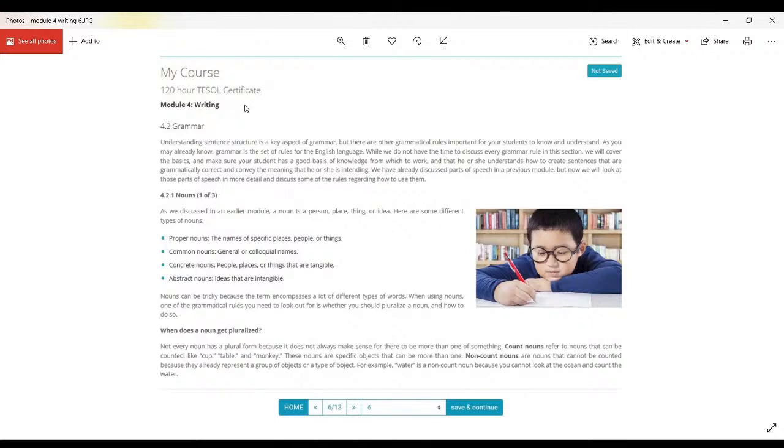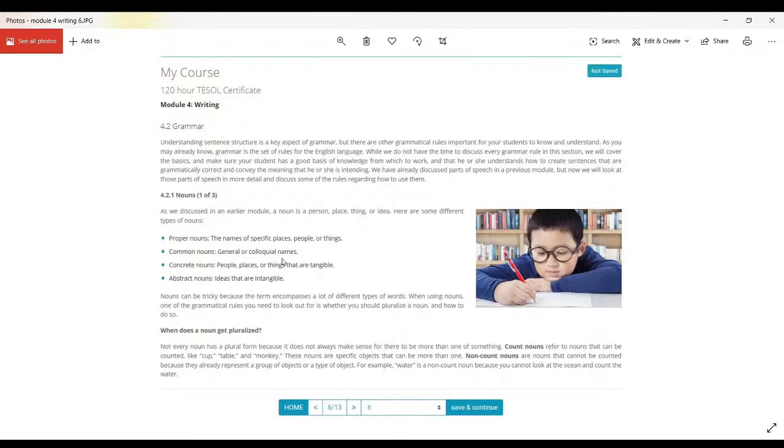4.2 Grammar. Understanding sentence structure is a key aspect of grammar, but there are other grammatical structures or grammatical rules important for your students to know and understand. Okay, so what are those? 4.2.1 Nouns, 1 of 3. Okay, as we discussed in an earlier module, a noun is a person, place, thing, or idea. Here are some different types of nouns.